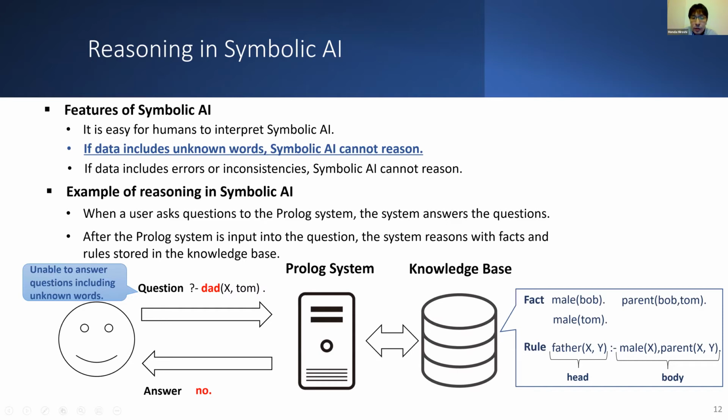Another feature of symbolic AI is that if data includes unknown words, symbolic AI cannot reason. Suppose the user asks the system, who is Tom's dad? That is a synonym for father. However, the knowledge base doesn't have facts with that predicate. So the Prolog system answers no.